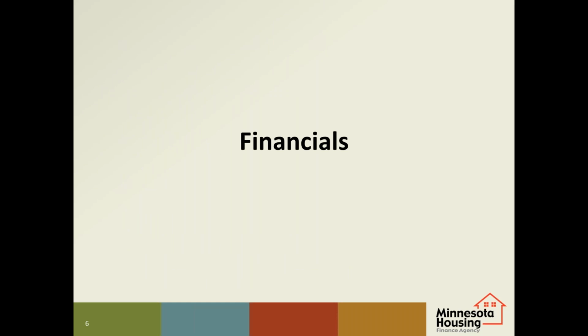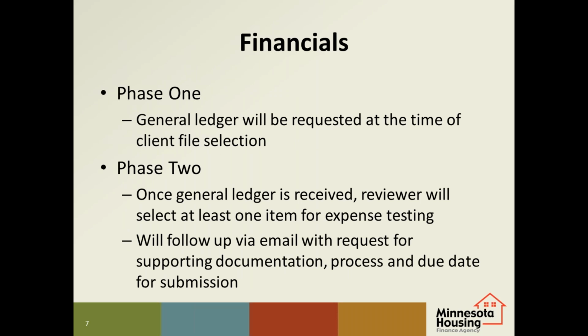We'll start by talking about the financials. We'll be doing the collection of the financial data in 2 different phases. The first phase, we'll be taking a look at the general ledger, and we'll be collecting that at the time that we're requesting the client files. And then once we've received the general ledger, we will be selecting at least 1 item for expense testing. And we'll be following up via email with a request for supporting documentation, the process, and the due date for the submission of that information.